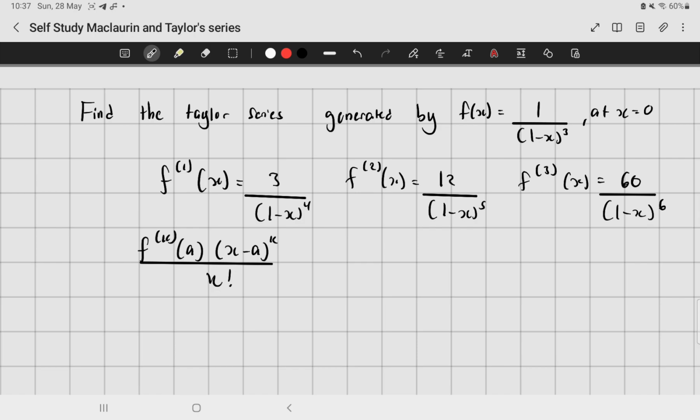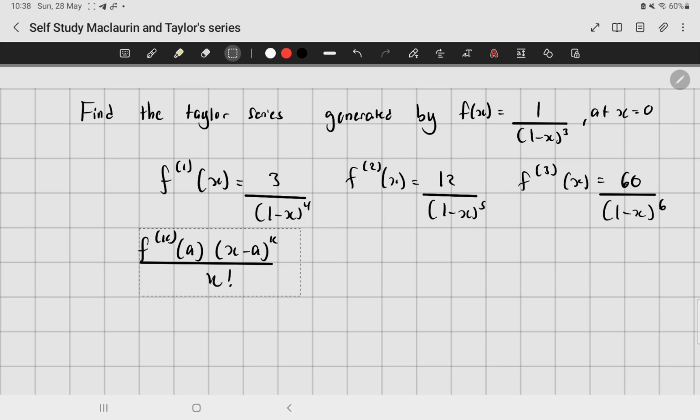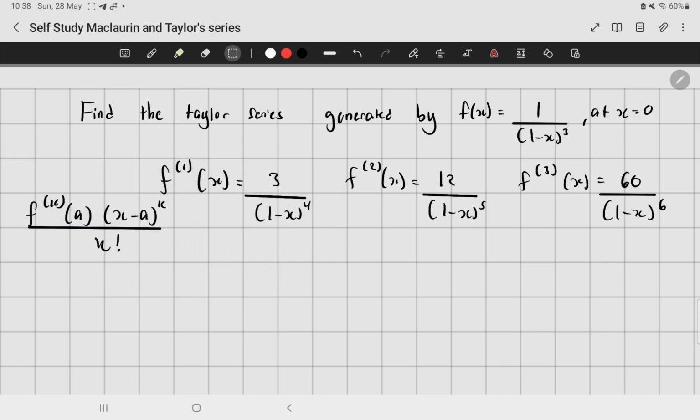I'll be listing it out to see the pattern, so that we can build something. I believe there's an easier way for those who are used to solving Taylor series. Let me just put it here. Okay, all right, let's list it out.